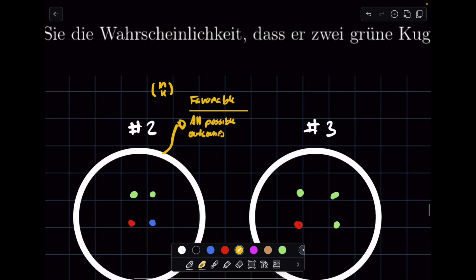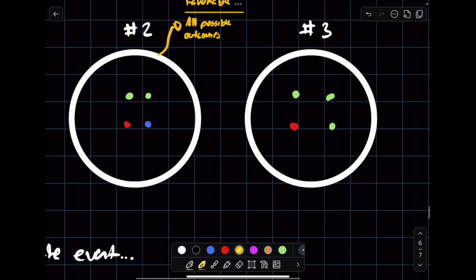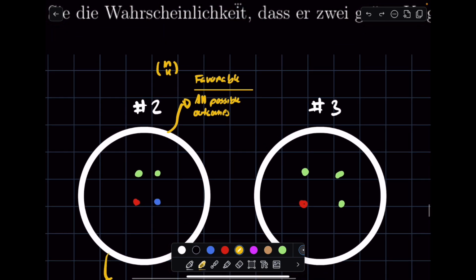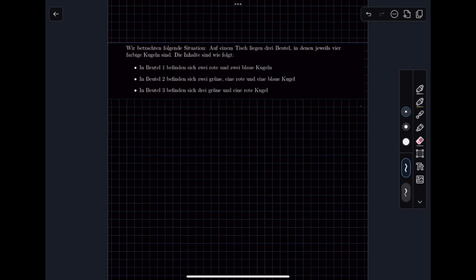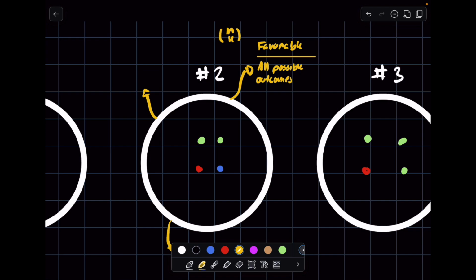Favorable, right? That's what we want to do. So what we do is we first take n and k. So we take all the possible outcomes. What are all possible outcomes? All the possible ones would be, okay, what are the different ways of us taking 2 marbles out of 4 marbles? So we're going to take 4 binomial coefficient of 2.